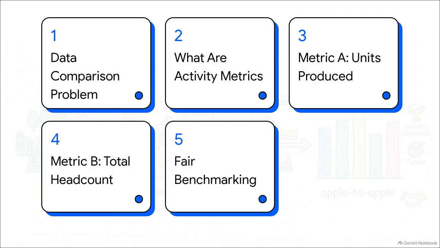Real quick, here's our roadmap for today. 1. The data comparison problem. 2. What exactly are activity metrics? 3. Metric A, which is units produced. 4. Metric B, total headcount. And finally, 5. Normalizing for fair benchmarking.